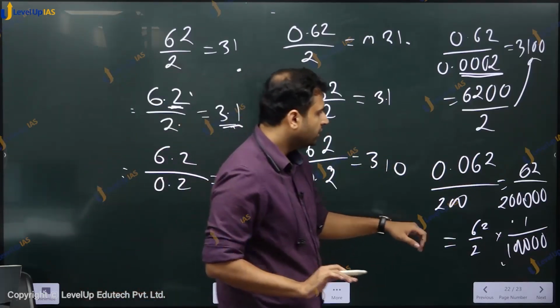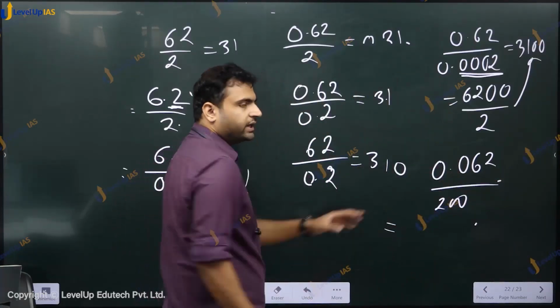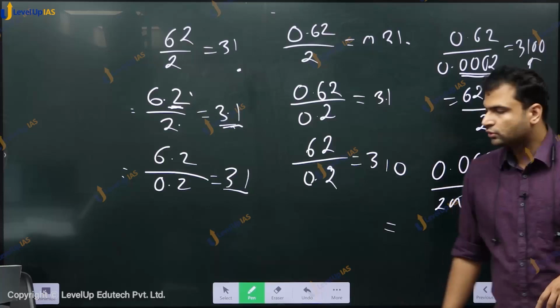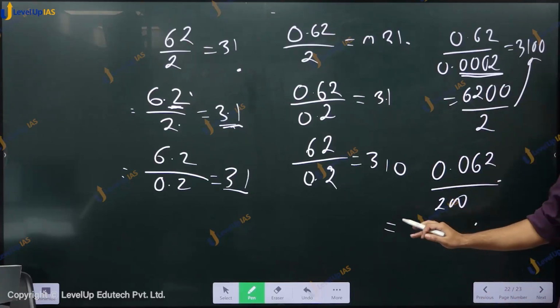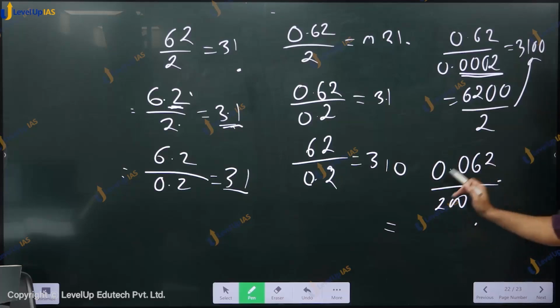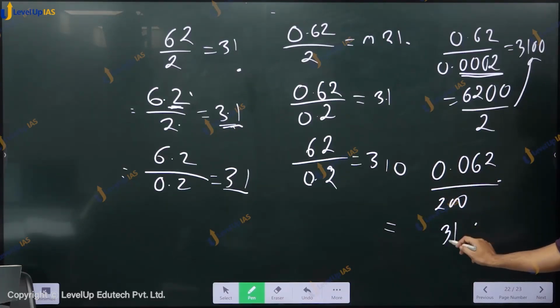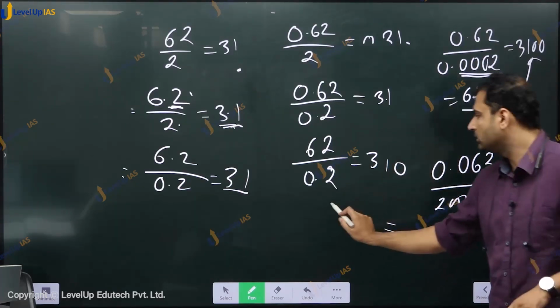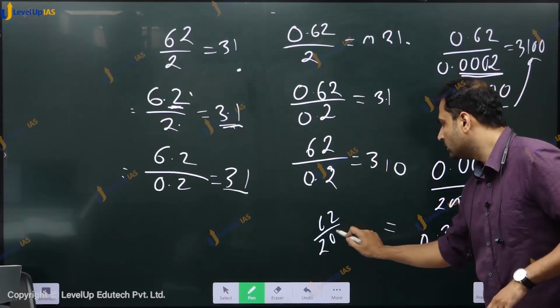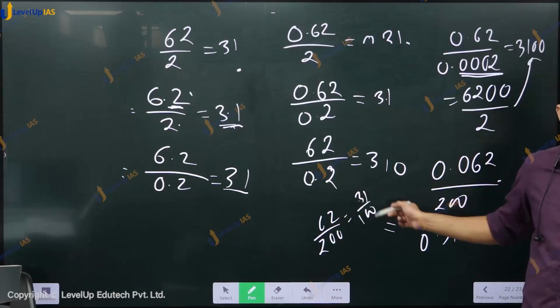Okay. Here in this question, we first forget that there is a decimal point. So what we have? 62 divided by 200. We forget that there is a decimal point. So we have 62 divided by 200, which is 0.31. 62 divided by 200 is 0.31. No? 62 by 200 is equal to 31 by 100, which is 0.31. 100 से divide कर सकते हो.